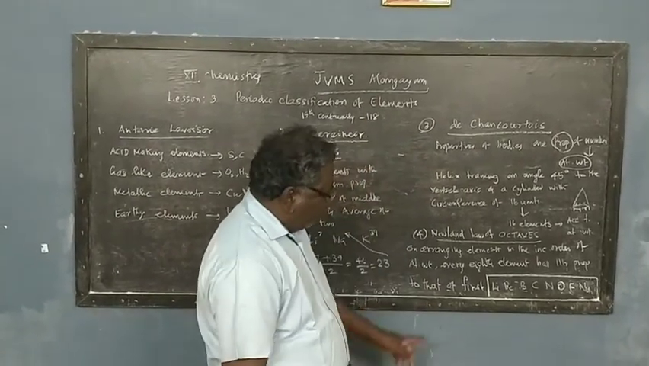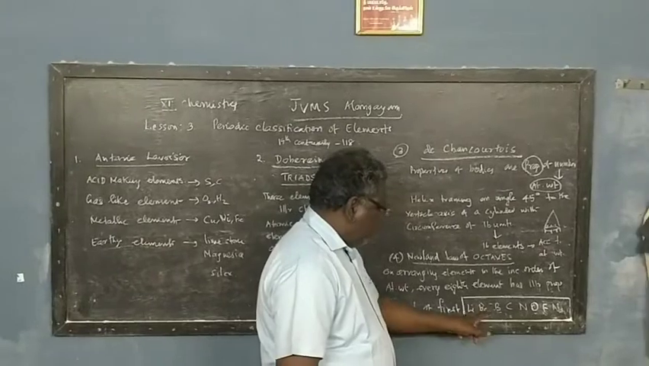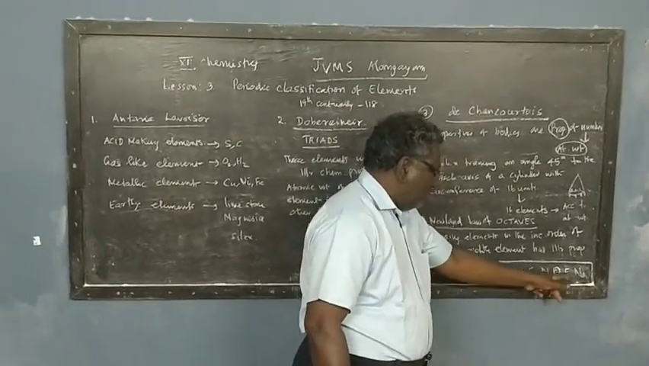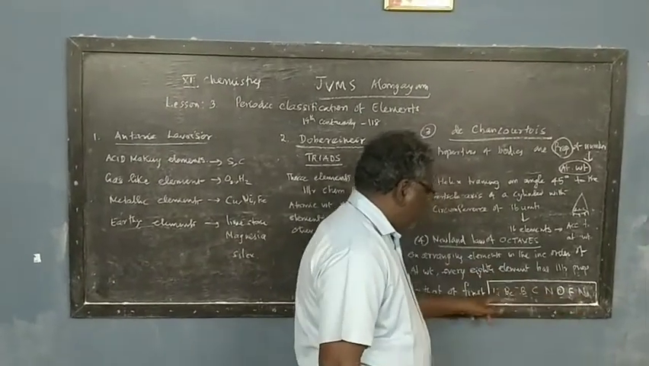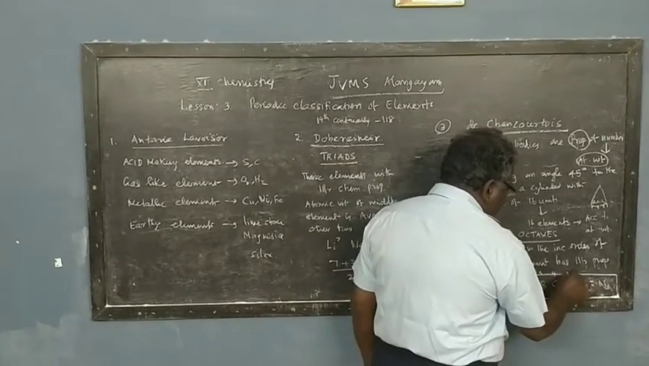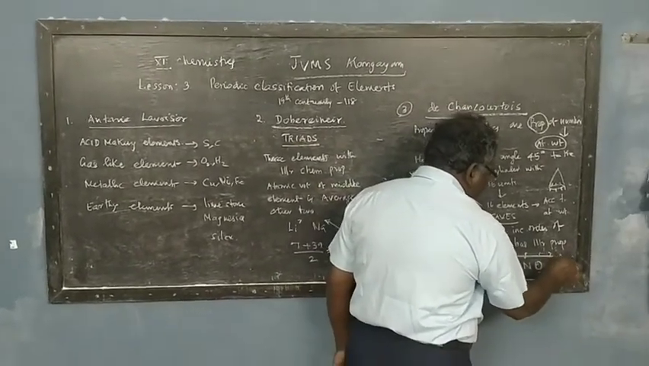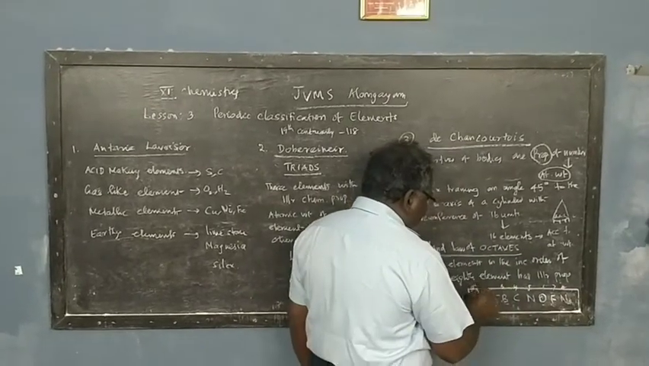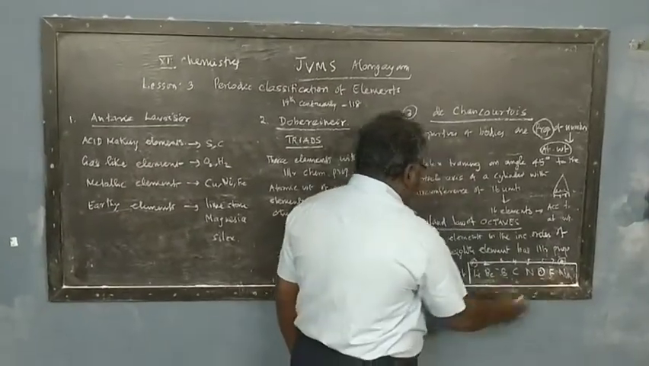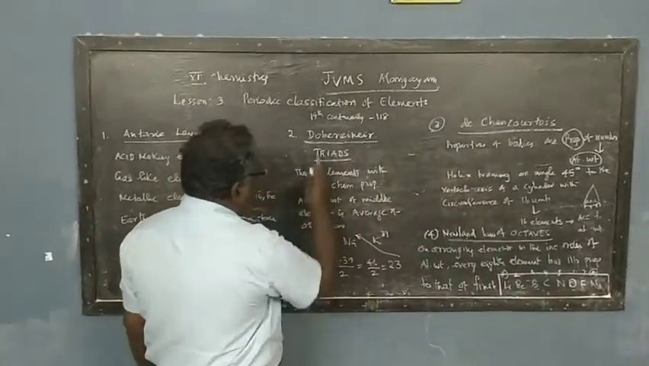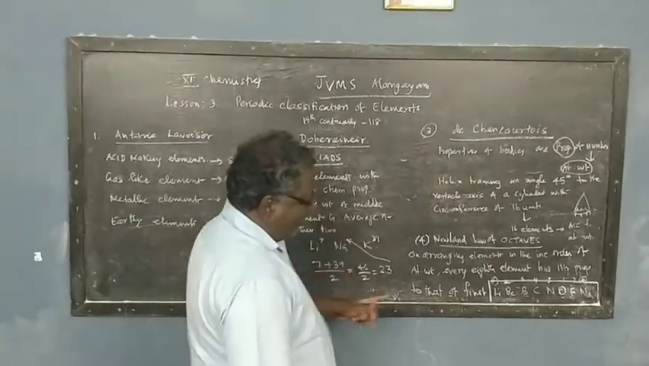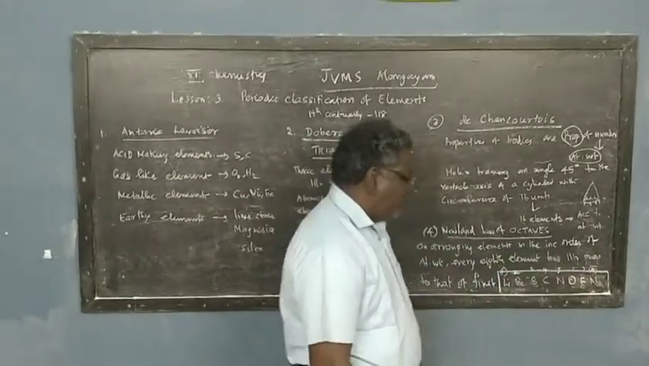And he formed an octave like this. For example, lithium, beryllium, boron, carbon, nitrogen, oxygen, fluorine, then sodium. Now this is the first element, this is second, this is third, this is fourth, this is fifth, this is sixth, this is seventh, this is eighth. Now the first and the eighth are having similar properties. These two elements, Dobereiner had brought in triads too, but with a different condition. Now it is coming in the octaves, right?